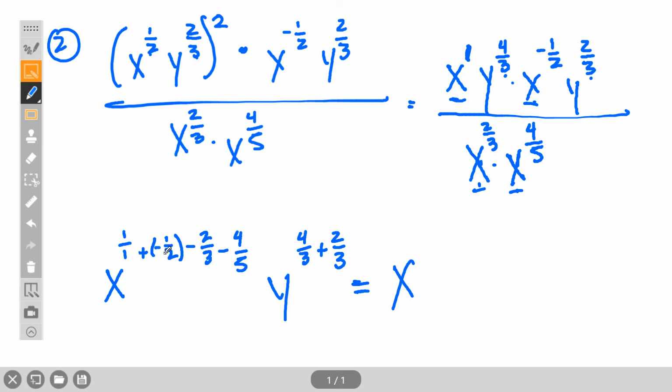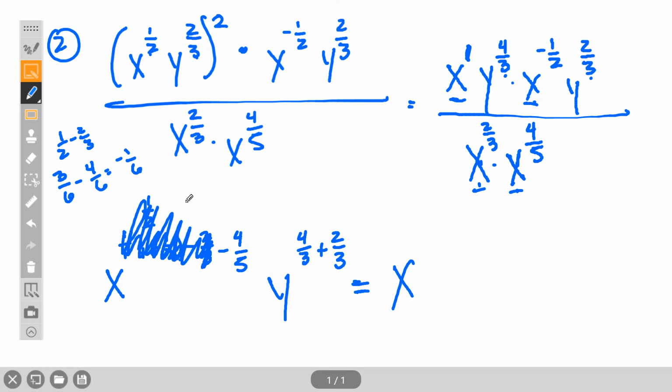So 1 plus negative 1/2, that's just 1/2. 1/2 minus 2/3. Okay, so 1/2 minus 2/3. So that's 3/6 minus 4/6, which is negative 1/6. So 1/2 minus 2/3, negative 1/6, and negative 1/6 minus 4/5.